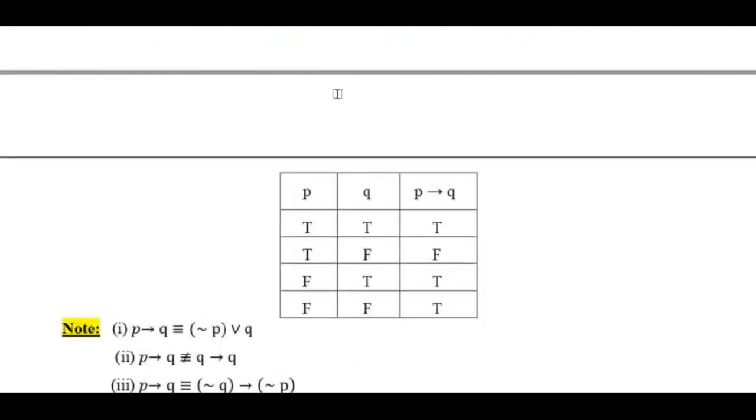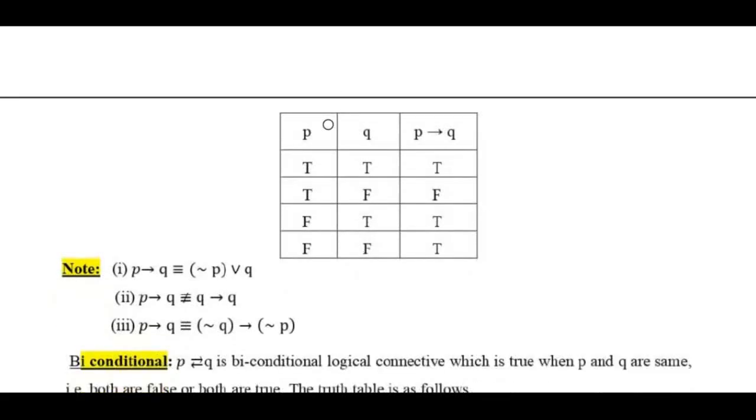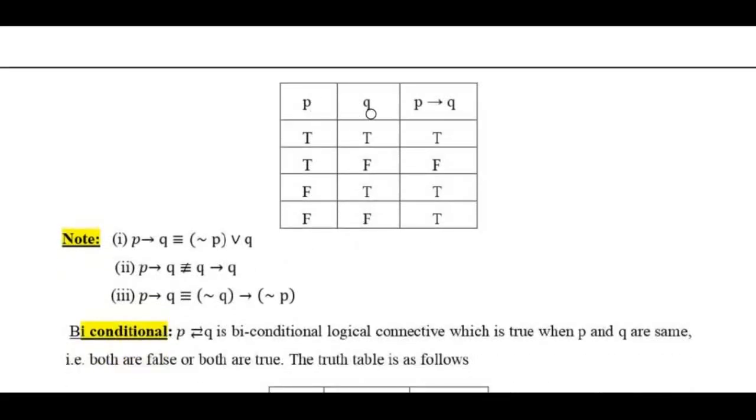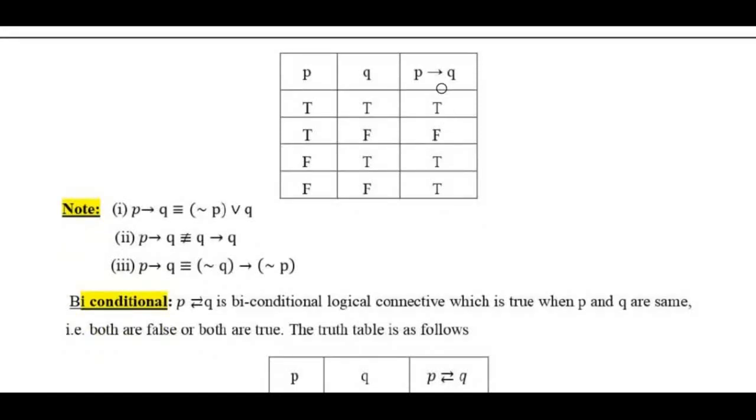For example, we see the truth table is as follows. Here also we need a minimum of two statements: one is the P statement, another one is the Q statement. So how to find P then Q? P then Q is nothing but the conditional connective. So it satisfies first statement true, second statement false, you get P then Q is false. The rest of the cases are true.